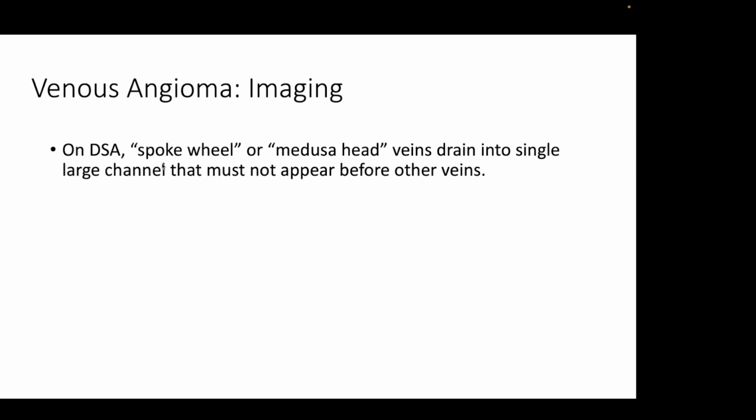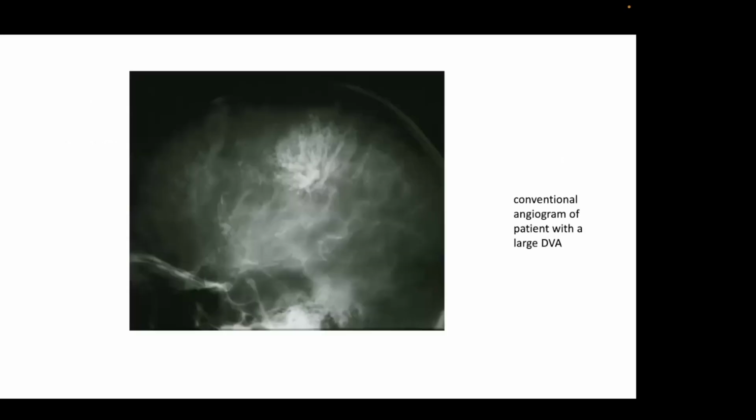On digital subtraction angiogram, the findings are described like a spoke wheel or Medusa head. You may remember Medusa from mythology with the head of snakes. And here they drain into a single large channel. On DSA, it's essential that the draining vein does not appear before other veins. That is, the vein enhances in the same timing as the normal veins. If the vein appears early, so-called early vein, then you're dealing with some sort of vascular shunt.